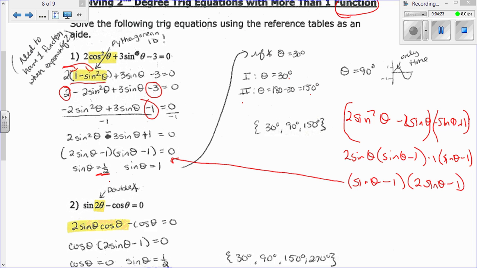And sine theta is equal to 1 at 90 degrees, and I drew my little graph here to help me. And it's only one time, so I only have one answer. So for this whole problem, I have 3 answers: 30 degrees, 90 degrees, and 150 degrees.